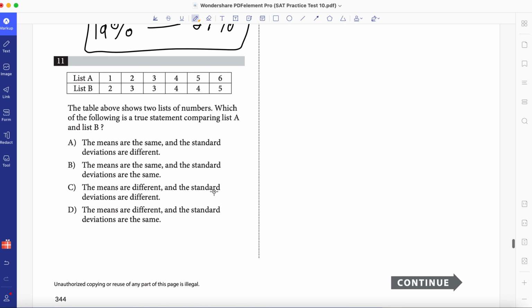So now let's look at this question. The table above shows two lists of numbers. Which of the following is a true statement comparing list A and list B? The means are the same, the standard deviations are the same. Mean is the average. Standard deviation is how much values deviate away from the average.